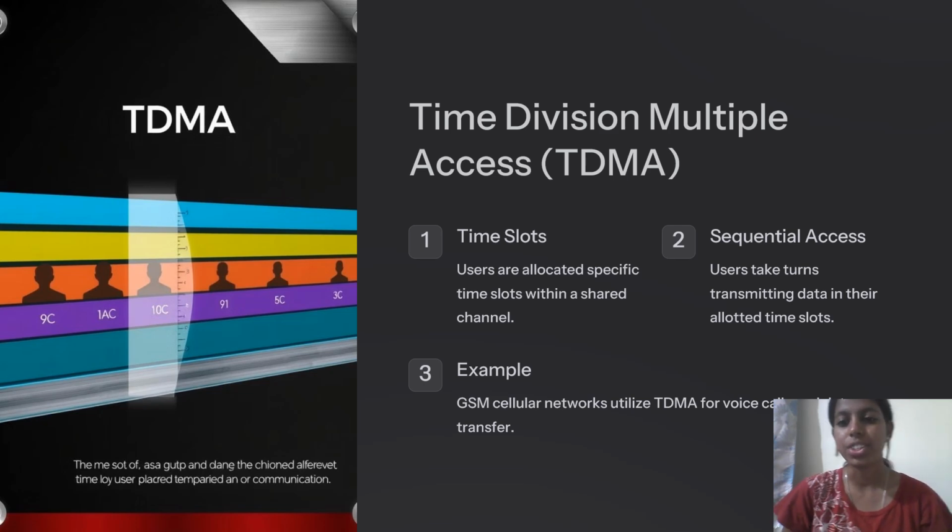And we have sequential access. Users take turns transmitting data in their allotted time slots. As I said before, in TDMA there is sequential access, where time slots are given continuously and users take turns to communicate. For example, GSM cellular networks utilize TDMA for voice calls, for transmitting the signal. As we know, GSM cellular networks are what we use in day-to-day life, like calling each other, where we use TDMA.